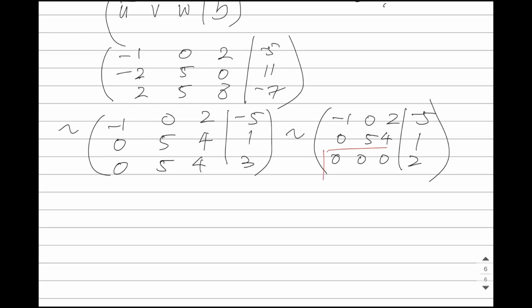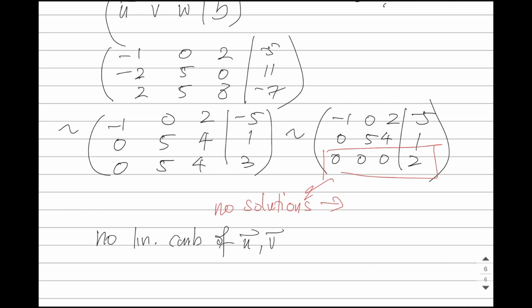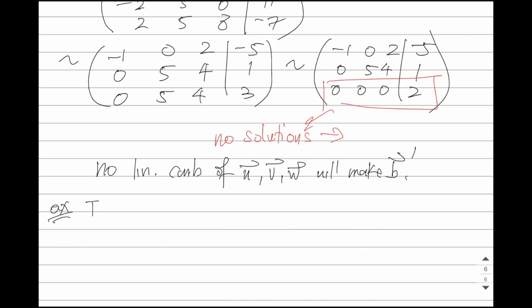Because of this contradiction in the bottom row here, that means it's not possible to solve this system. And that means that no linear combination of these U, V, and W will make B. It's just not possible. Now, finally, I'll say, is 0 a linear combination of these 3 vectors?